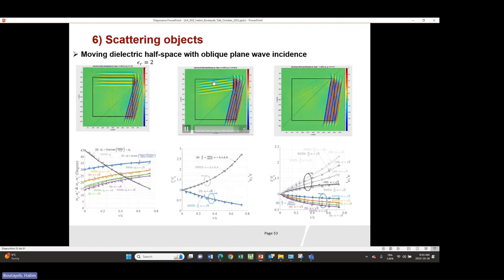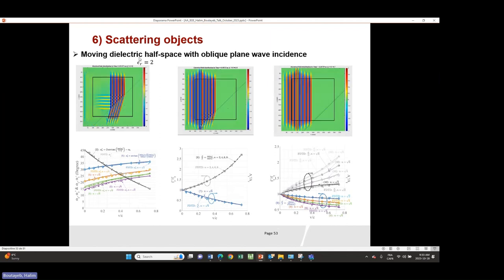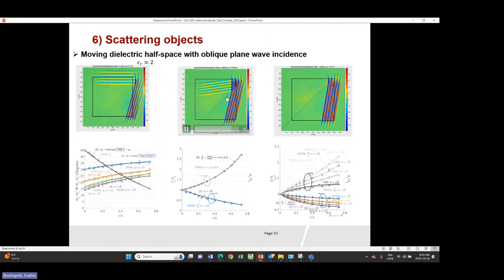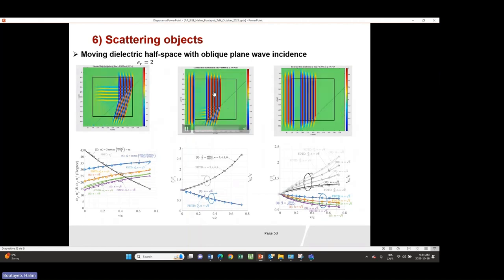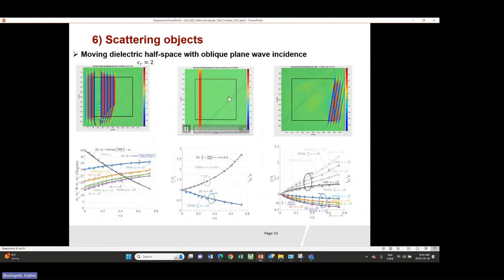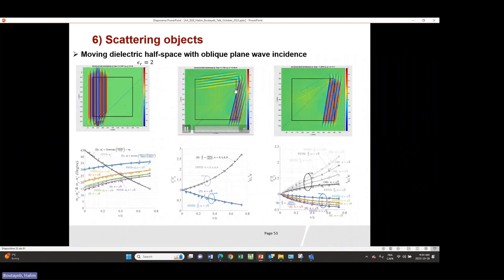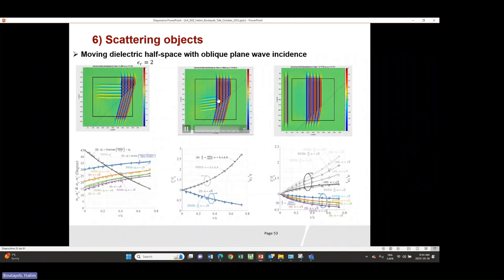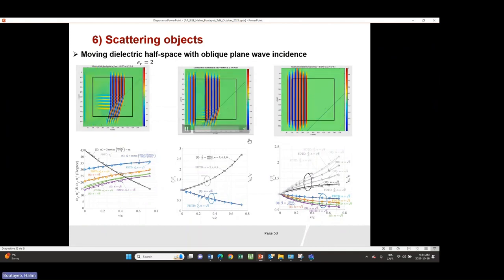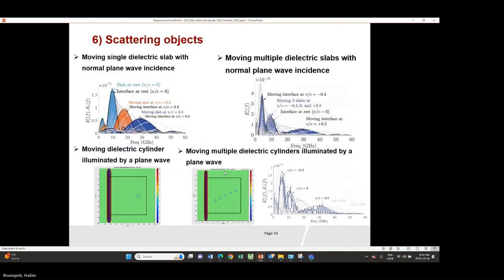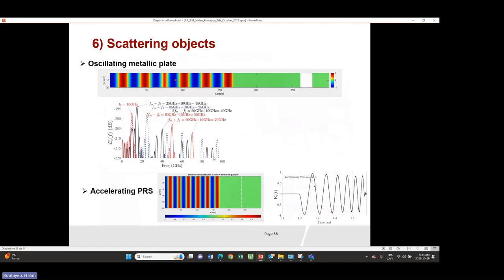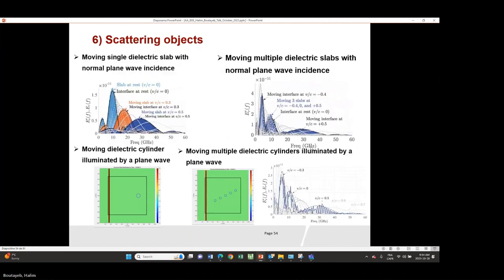Here we have a moving dielectric half space, and we can analyze the Doppler effect as a function of the dielectric constant of the medium, the inclination angle, and the speed. We can also have a moving dielectric cylinder or multiple cylinders.